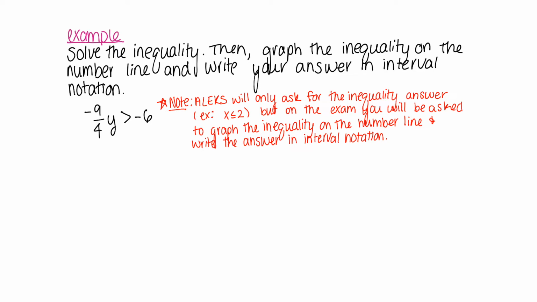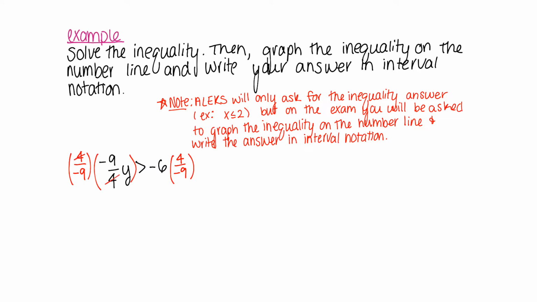So here we have negative 9/4 y is strictly greater than -6. I'm going to go ahead and take this and pull it down a little bit so I can work with it. I want to get rid of the coefficient on the y, which means I need to multiply by the reciprocal. So the reciprocal of negative 9/4 is 4/-9, and I do it on both sides.